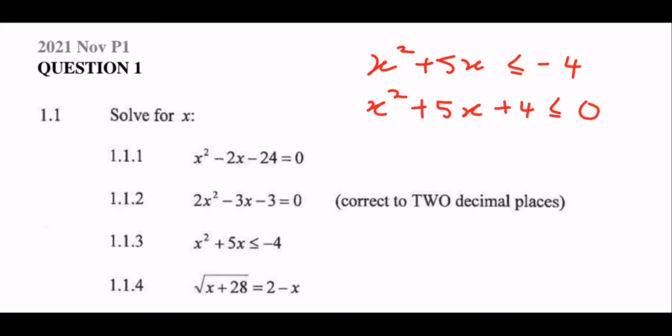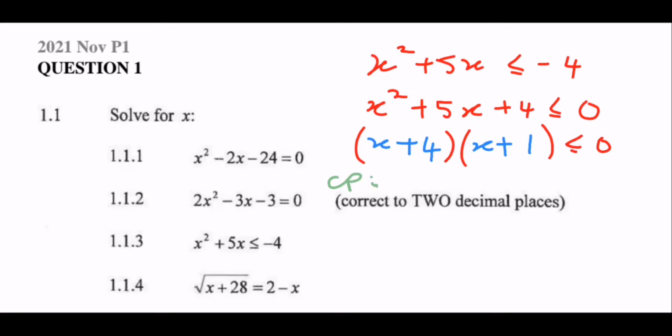Okay, the factors of 4 that give us 5 are obviously just 4 and 1, because 2 and 2 won't give you 5, so it has to be 4 and 1. Both signs will be plus inside the brackets. And this is not your answers, but this is what I call the critical points. The critical points will be where x is equal to -4 and where x is equal to -1. Those are your critical points.